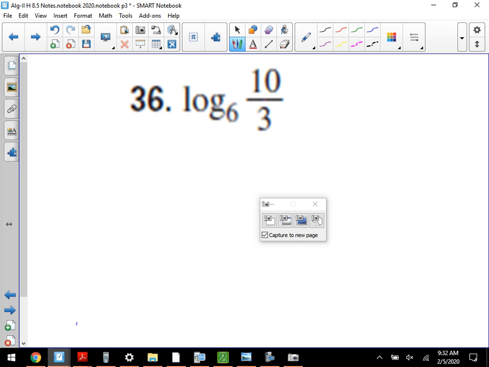We have division. Okay. So when you have division, we're going to split it into multiple logs. When we're expanding, we are branching out, remember?